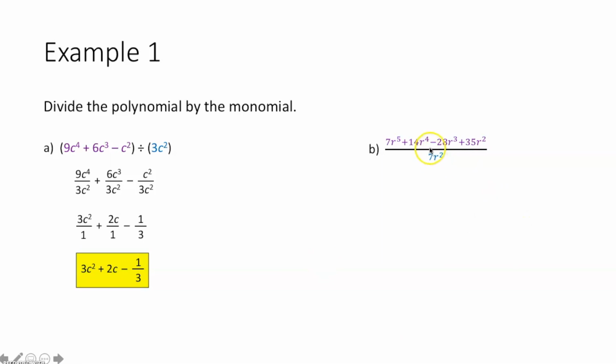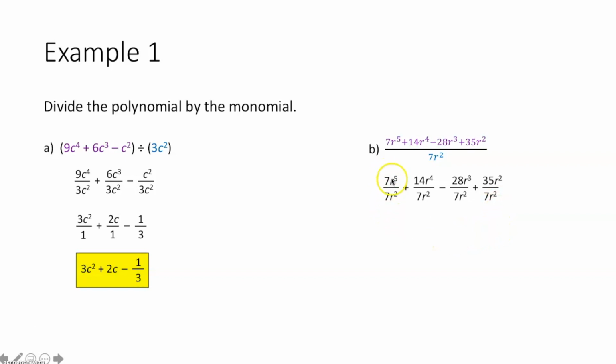For part B, we're doing the exact same thing. We're going to take this monomial and put it under each term in the polynomial, which in this case is our numerator. So if we take that 7r squared and put it under each term, it's going to look something like this. Now that we have that 7r squared under each term, all we have to do is simplify each of these fractions and you'll have your answer. So let's go ahead and do this.